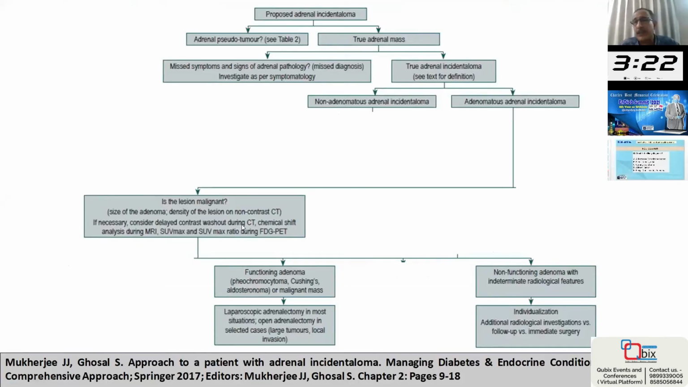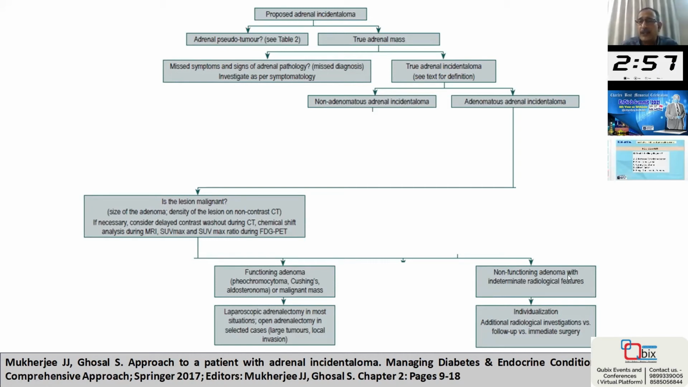So is the lesion malignant based on size, based on CT features? Then of course you need to do surgery. Even now they say even less than 6 centimeter adenocortical carcinoma, suspicious carcinomas, you can do laparoscopic adrenalectomy, but open adrenalectomy is preferred in selected cases such as large tumors, large is in inverted commas, depends on the surgeon's skill. But of course, if there is local invasion, then 100% it has to be open adrenalectomy.